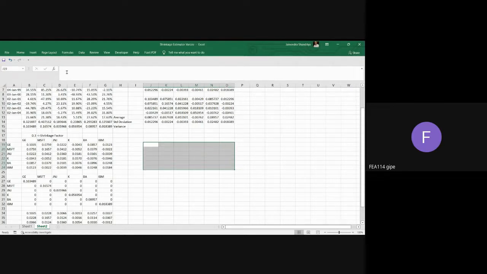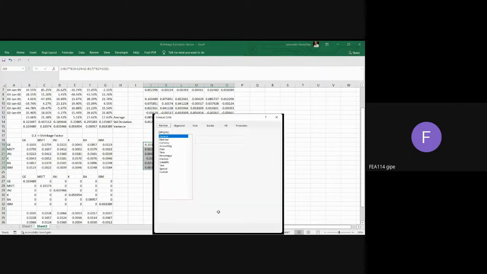Here I will write equals this lambda into this matrix, plus 1 minus again this lambda, that is 0.7, into this matrix. Then I have the solution for this. So I've got this shrinkage estimator best. Let me make it a smaller digit, so it will appeal to you.